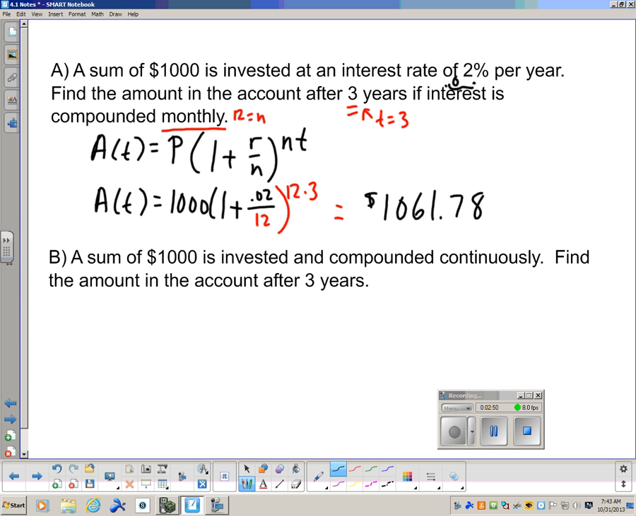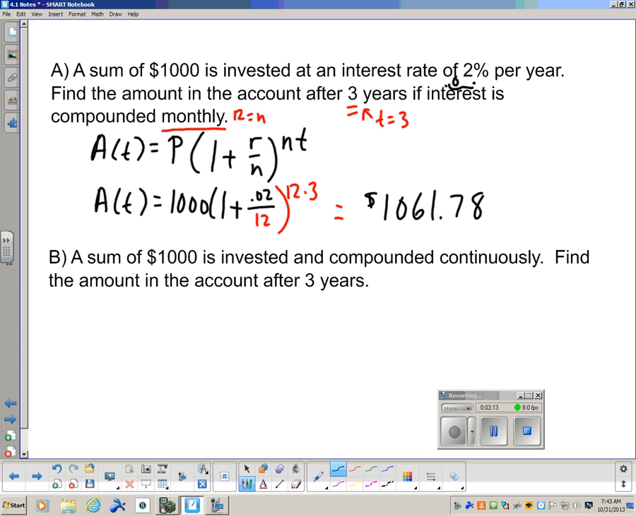So just putting your money in there and only getting 2% per year, you still earned in interest $61.78. So don't put your money inside of a sock and put it in your bedroom drawer or something. You could make interest on your money if you put it inside an account that's going to earn you some interest.